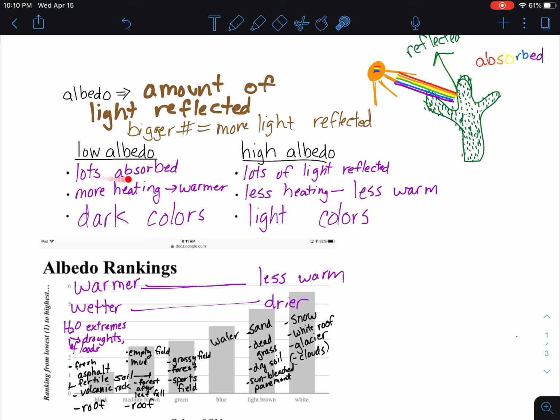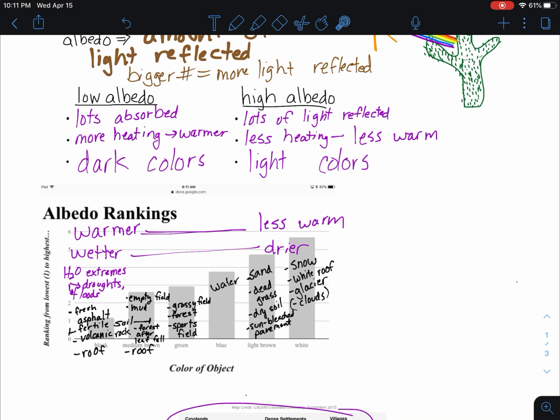So an object with a low albedo, like a dark color, means there is lots that was absorbed because it's not reflecting back anything. You've got to remember, black is not technically a color in terms of physics. It is a lack of light, a lack of any radiating light. So that's why we wear darker colors in winter, because they absorb all of that light energy and keep us warmer. A higher albedo would be lots of light reflected, so there's less heating and things are less warm, so that's where you would wear light colors in summer to stay cooler.